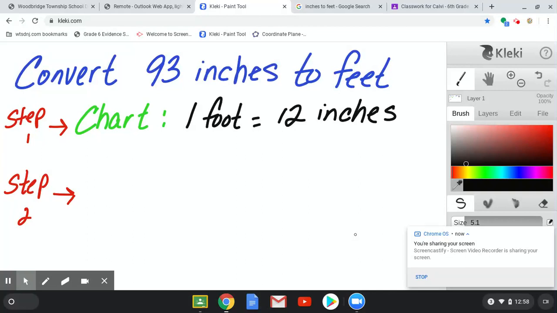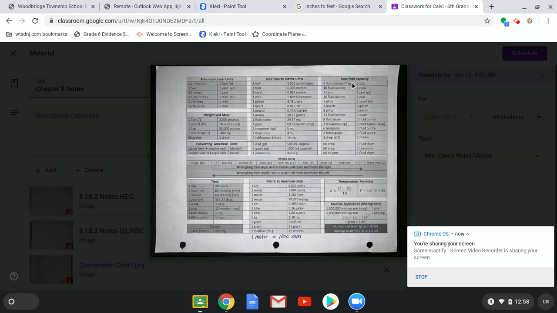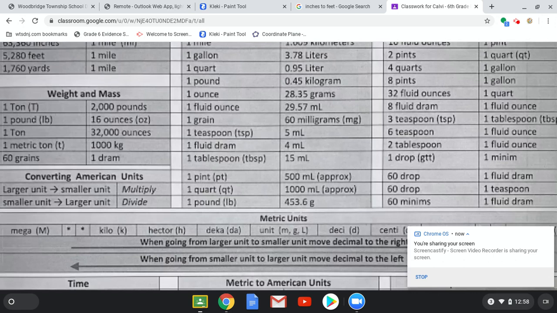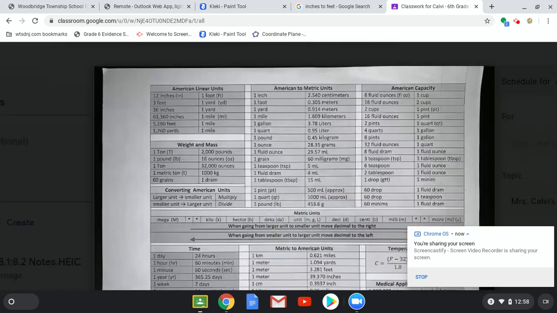Now, step 1 is you're going to look at a chart. I have a chart attached to the assignment in Google Classroom. I also have it in the notes section in Google Classroom. And in this case, I'm talking inches to feet. So I would go to my chart, and this is what my chart looks like. I'm going to zoom in a little bit for you so you can see. Oh, too much. Hold on. Okay. So I'm looking for inches and feet.